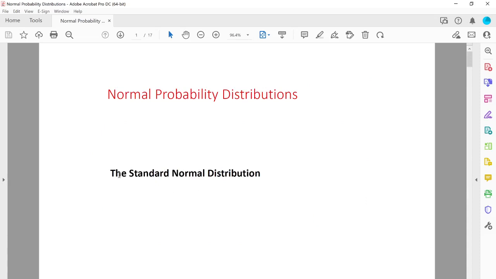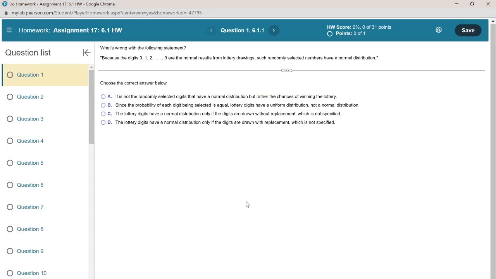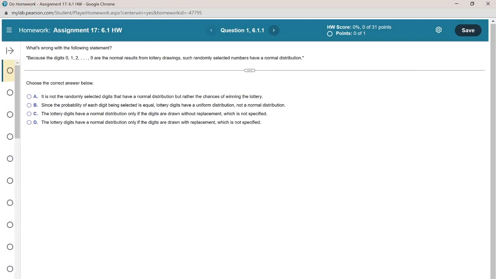Okay, so one more time, it's the standard normal distribution. Let's go to the homework problem. Let's look at the first problem here. What's wrong with the following statement? Because the digits 0, 1, 2, 3, 4, 5, up to 9 are the normal results from lottery drawings, such randomly selected numbers have a normal distribution.